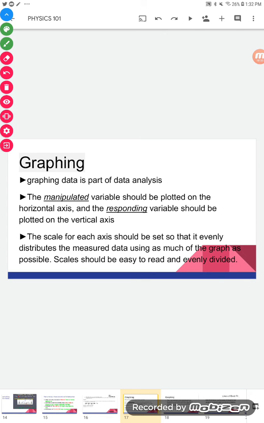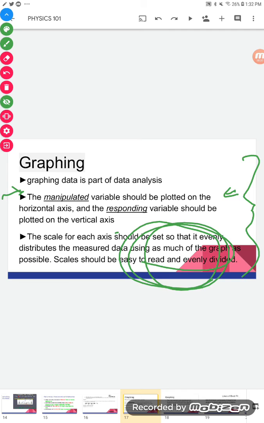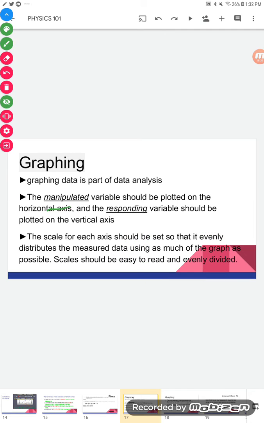Always remember that your manipulated data, or the thing that you can change, goes along the bottom, okay, or the horizontal axis, and your responding variable should go on the vertical or y-axis. I use y because this y goes down, okay?